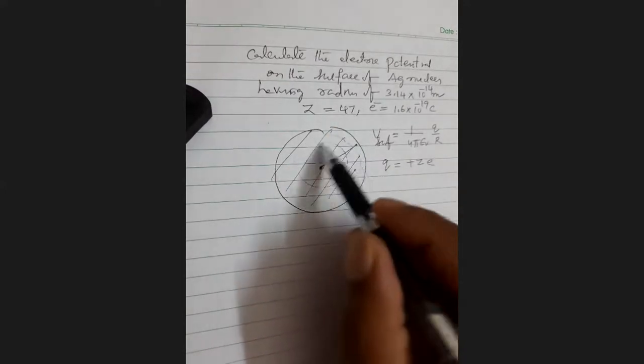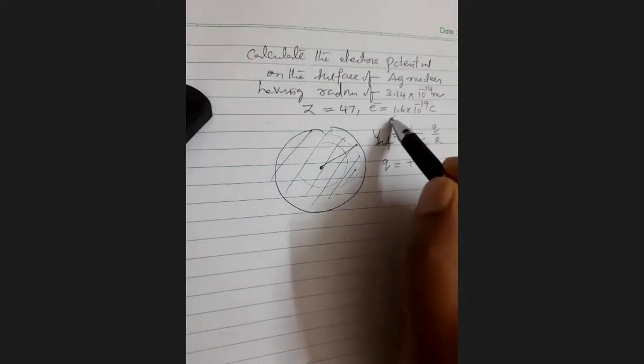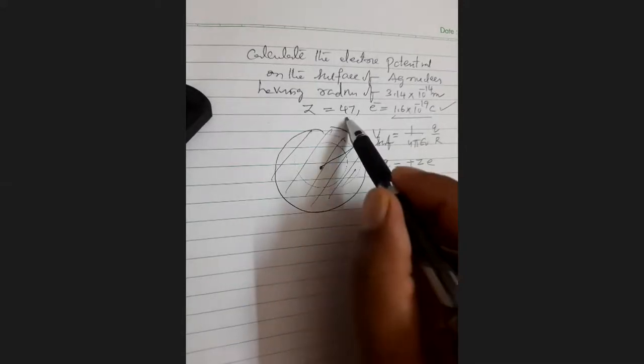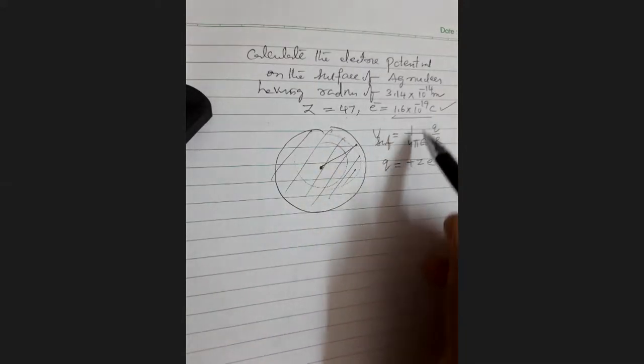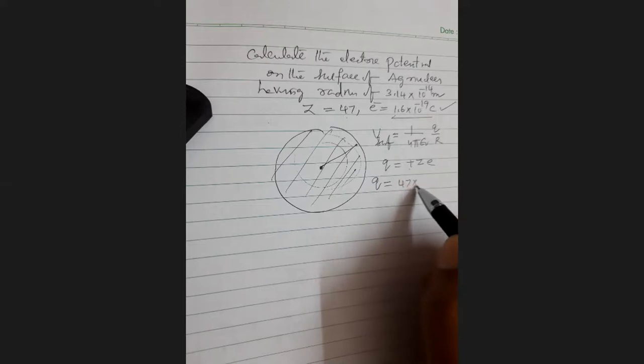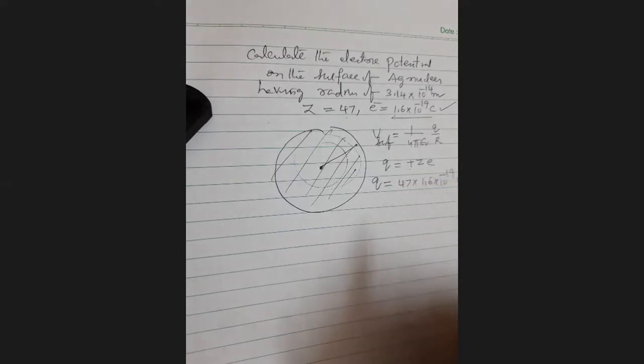There exist 47 protons inside the nucleus. One proton's charge is 1.6 × 10^-19. So the charge of 47 protons is 47 times that. So Q is equal to 47 × 1.6 × 10^-19 coulombs.